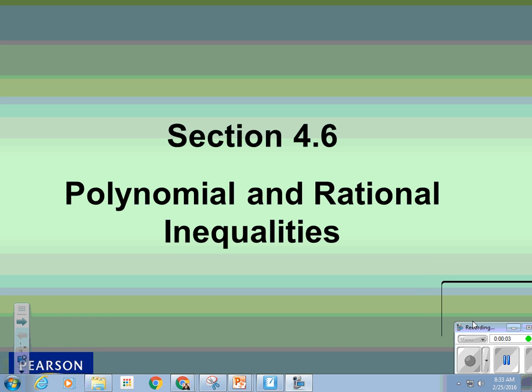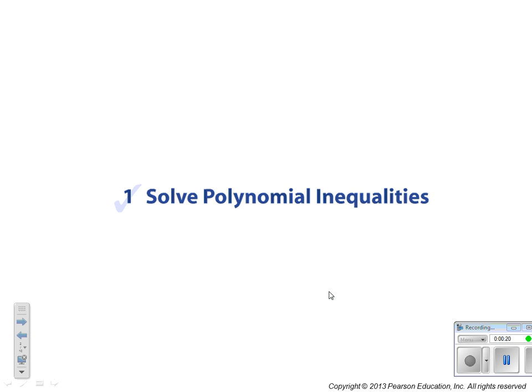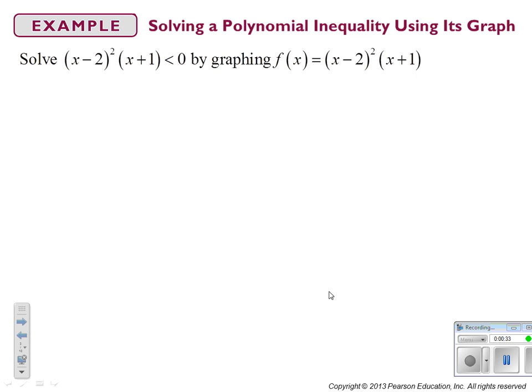Okay, so this is section 4.6, the last section of chapter 4: polynomial and rational inequalities. Inequalities means we have less than, greater than, less than or equal to, greater than or equal to. So it's the same thing we've been doing, just now with an alligator eating half our equation. The first objective is to solve polynomial inequalities.